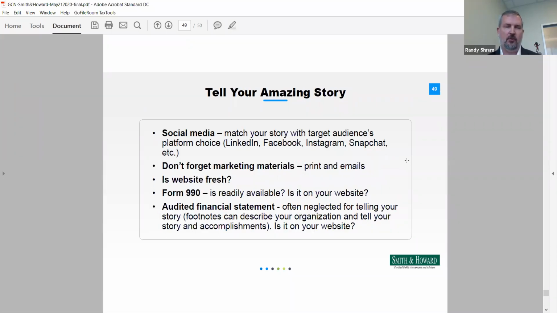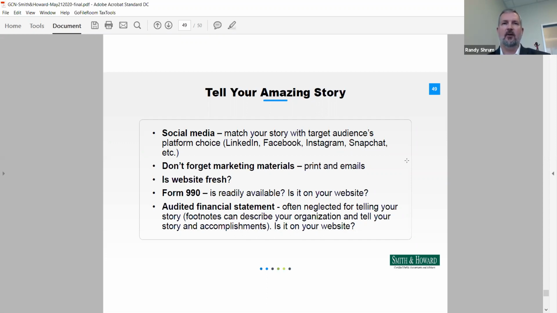During this pandemic, donors will likely be spending more time online looking for updated news. So think creatively about how to get their attention through impact stories and status updates. You may want to consider repurposing previous stories. Always be resourceful. You want to tell your amazing story. Continually look at your social media. Match your story with your target audience's platform choice, no matter what that is. Don't forget about your previous marketing materials. The print and emails could still be effective depending on the medium choice of your potential donor. Your website. Have you been refreshing it lately to tell your current story, how you've been impacted by COVID-19?